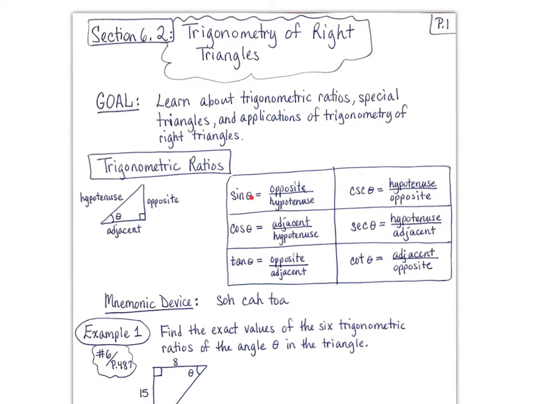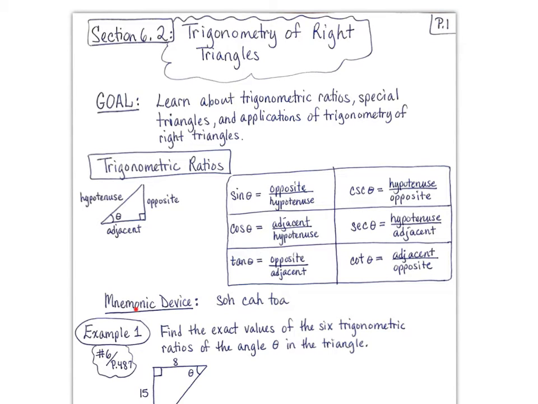So sine of theta is equal to opposite over hypotenuse. Cosine of theta is equal to adjacent over hypotenuse. Tangent of theta is equal to opposite over adjacent. Cosecant of theta is equal to hypotenuse over opposite. Notice that it's 1 over sine theta, so it's just the reciprocal of this. Secant of theta is hypotenuse over adjacent, and cotangent of theta is equal to adjacent over opposite.